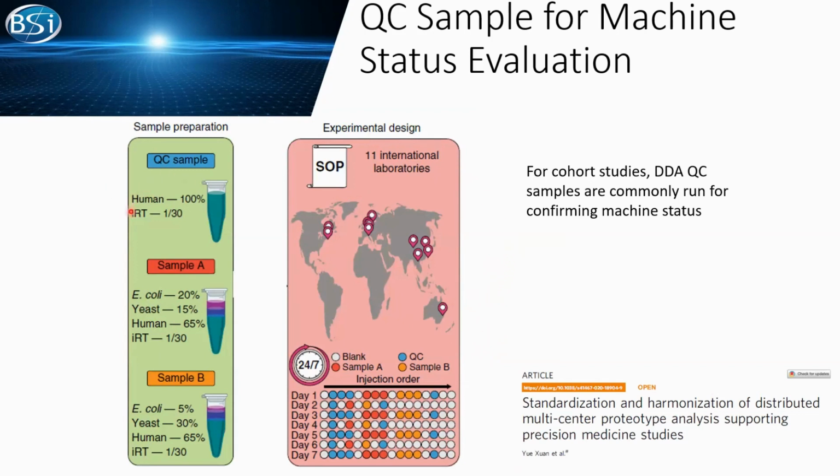In this work, QC samples were run 3 times back-to-back before running the real samples, which were sample A and sample B. Even though the actual study was run in DIA, in these 3 runs they are all DDA. So we are using DDA QC samples to evaluate our machine status. And I would like to use some data from this project to demonstrate how we can evaluate our QC runs and evaluate my machine status.